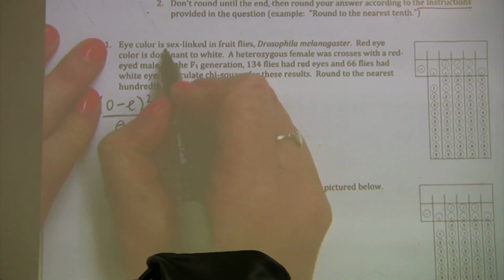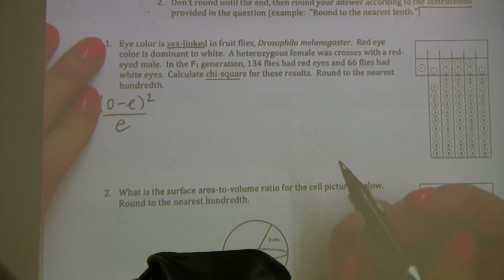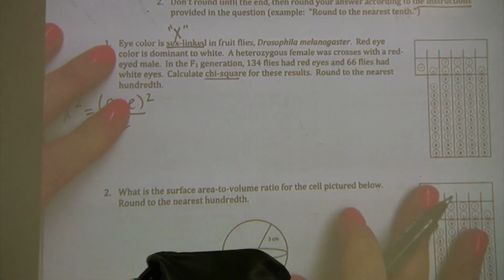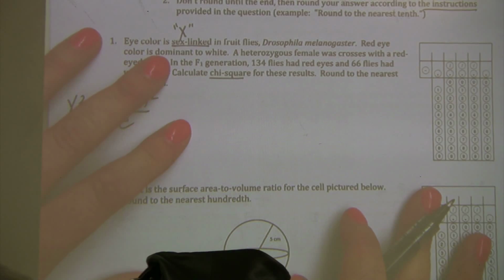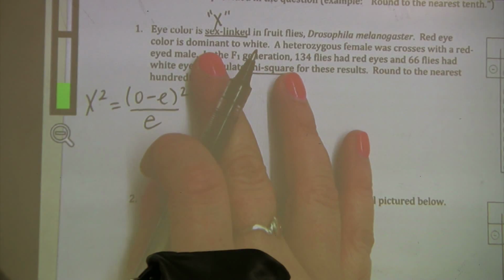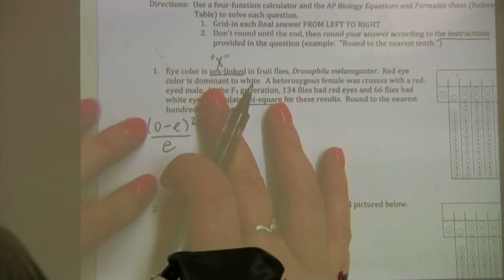Eye color is sex linked. Oh dang, sex linked. What is sex linked really? X-linked. Sex-linked is X-linked. So now I'm concerned mostly with my X chromosomes. That's what I'm going to deal with. And I know that gender is something that's going to be considered.